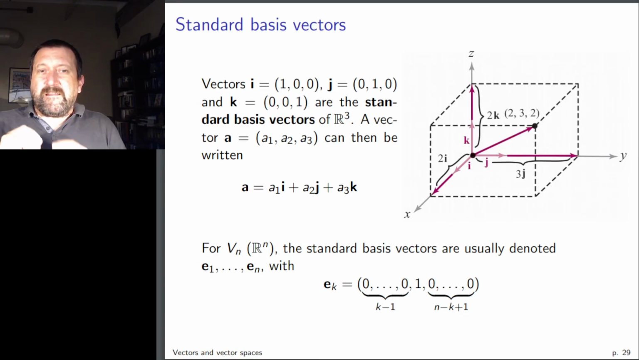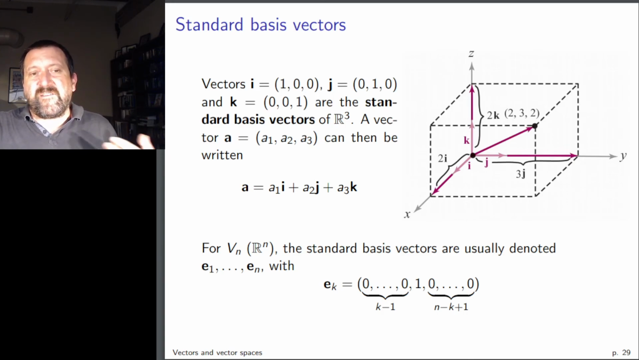And what's important with those vectors is that we can write any other vector, like the one that I have here, A equals (A1, A2, A3), as the sum of the components of A times those standard basis vectors. And this is very important. This is why we use those vectors.